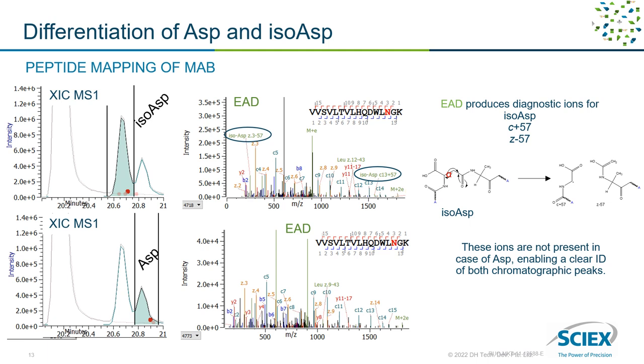And by looking at the C or Z ions that are produced with electron fragmentation, rather than the B or Y ions that are produced with CID, these are distinct diagnostic ions, the C plus 57 or Z minus 57, that can differentiate between the two, identifying iso-ASP right here on this top chromatogram and ASP in this second peak down here.